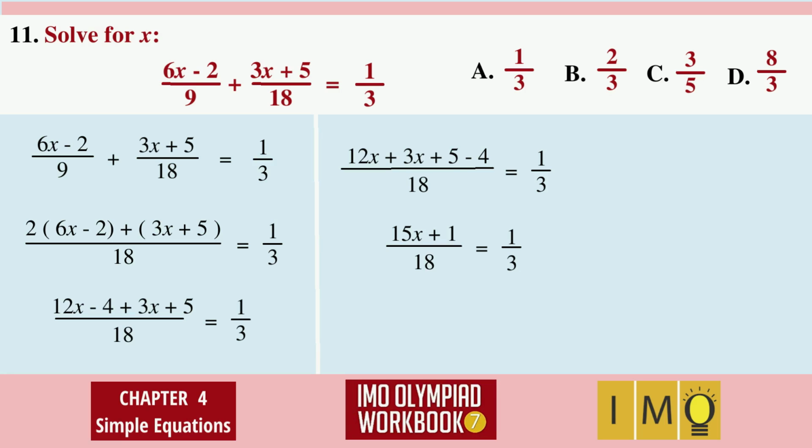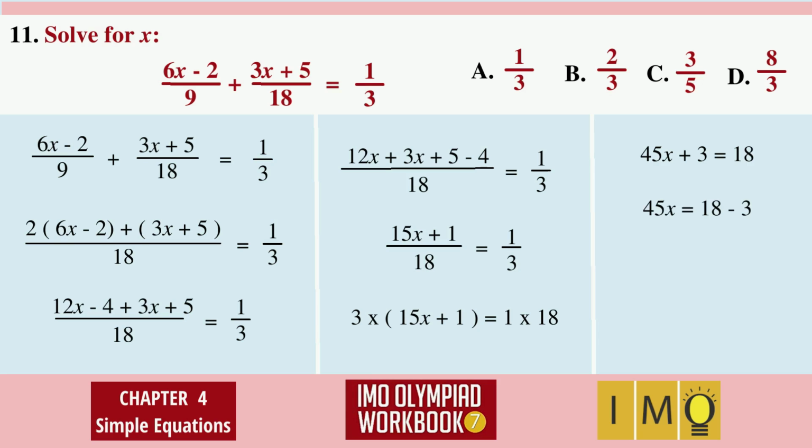Now let's move the denominators 18 and 3 to the opposite sides. Now we get 3 into (15x plus 1) is equal to 1 into 18. 45x plus 3 is equal to 18. 45x is 18 minus 3, which is 15. So x is 15 by 45, or 1 by 3. So our right option is option A.